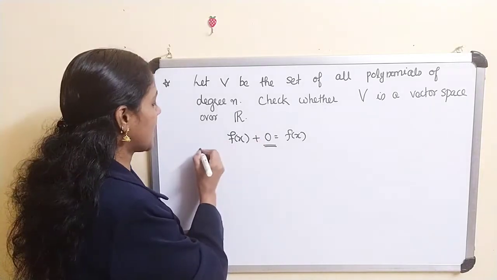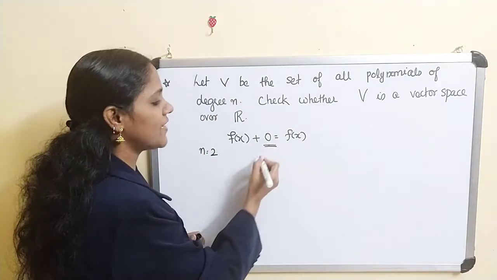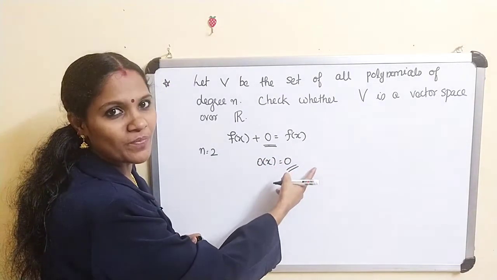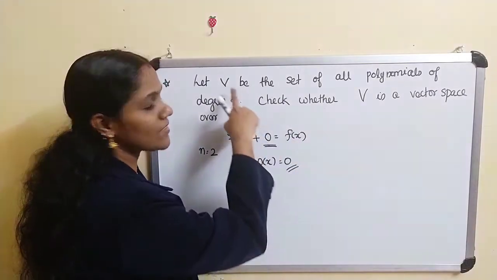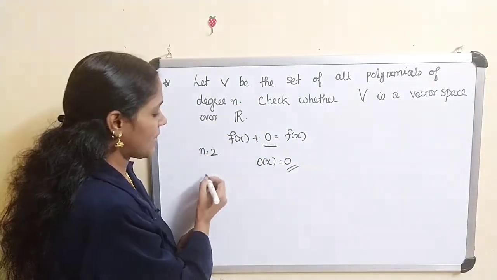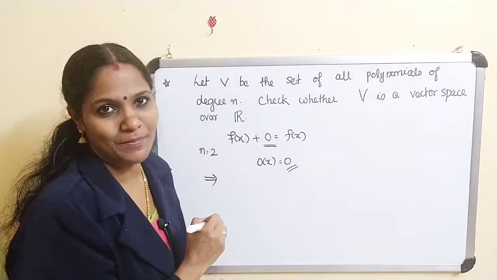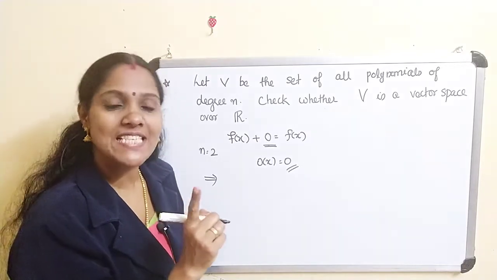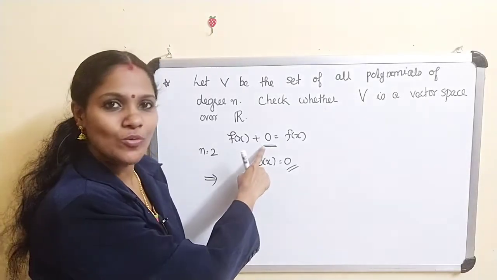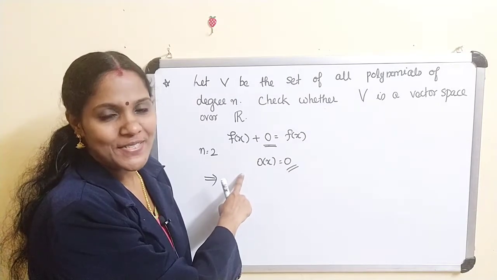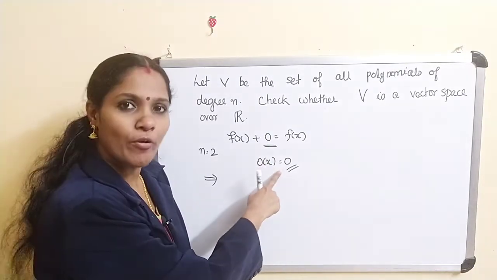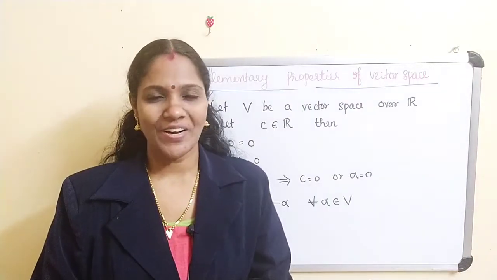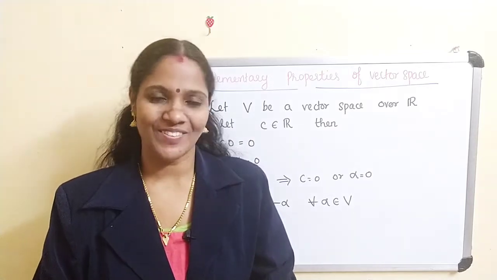If you take n equal to 2, then clearly 0(x) = 0 is not a polynomial of degree 2. Therefore the identity element does not belong to the set V. This implies V is not a vector space over R. But in the case of the set of polynomials of degree less than or equal to n, clearly the zero polynomial is our identity element, because it is a polynomial of degree 0, which is less than or equal to n. Now we are moving to the elementary properties of vector spaces.